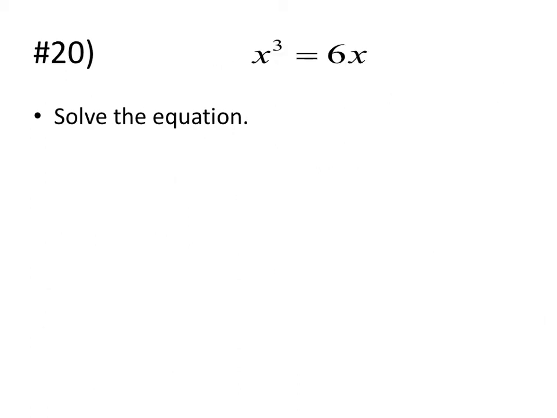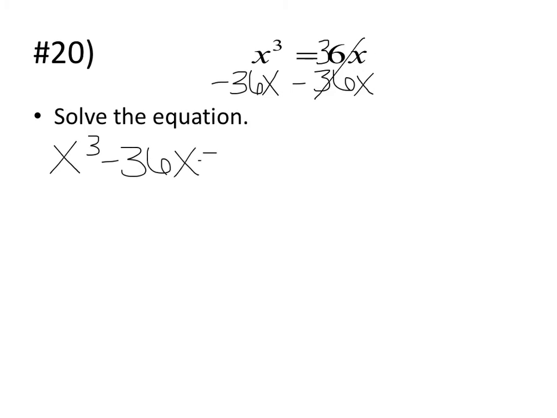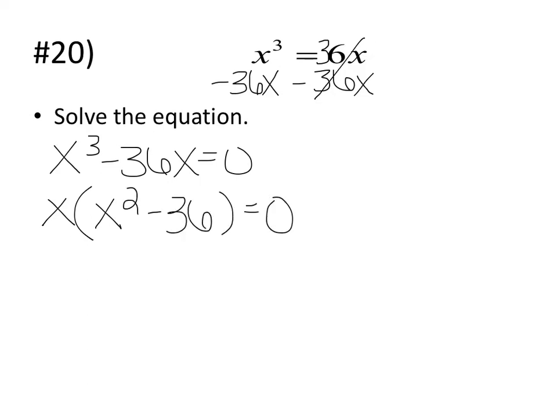Okay, so this is actually incorrect. It should be x cubed equals 36x. Okay, so start from there. So we're going to subtract 36x from both sides to get one set equal to 0. So you've got x cubed minus 36x is equal to 0. Now you're going to factor out your GCF. In this case it's x, so you're left with x squared minus 36 is equal to 0.